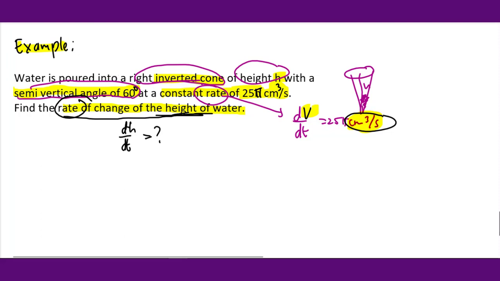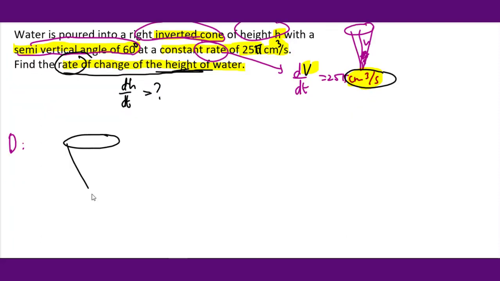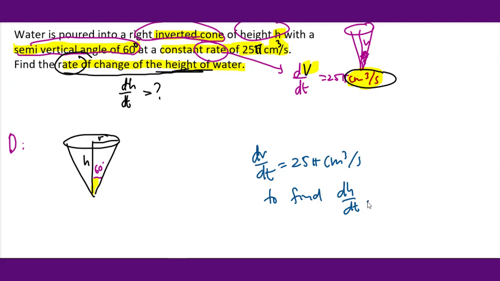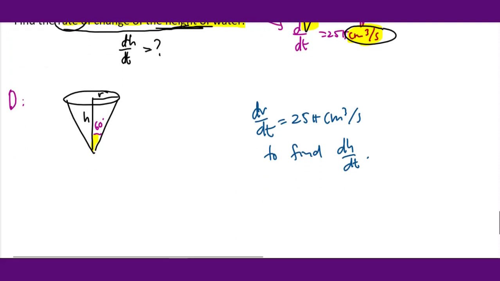So using DEEDS, the first step is draw a diagram. This cone, with height h and radius r. So draw a diagram and label. Here is the 60 degree semi-vertical angle. Then the given info is dV/dt equal to 25 pi cm cubed per second, to find dh/dt.